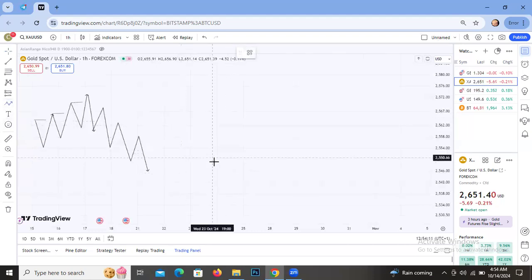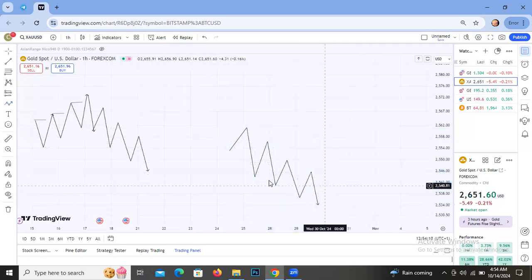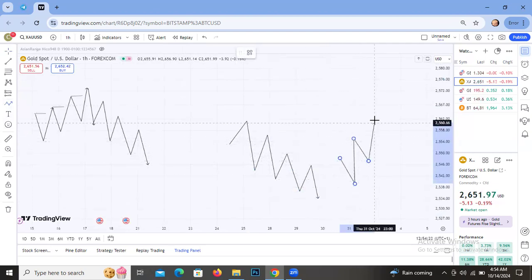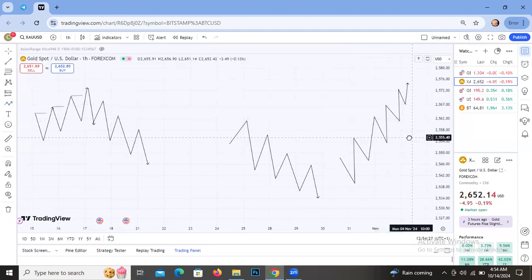Okay. So what do I mean by downtrend? Breaking of the low lows. Why the uptrend is breaking of the high highs, and all that.